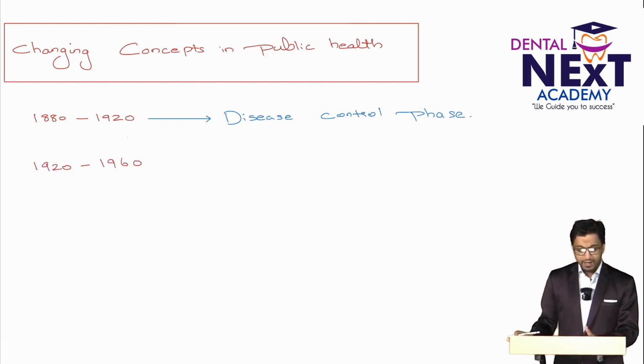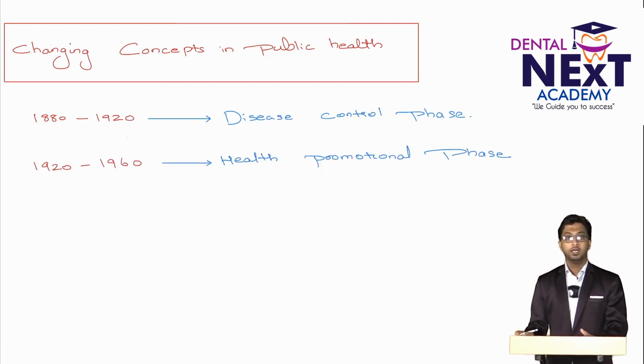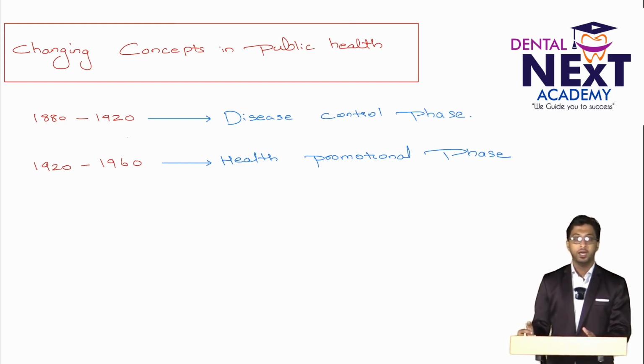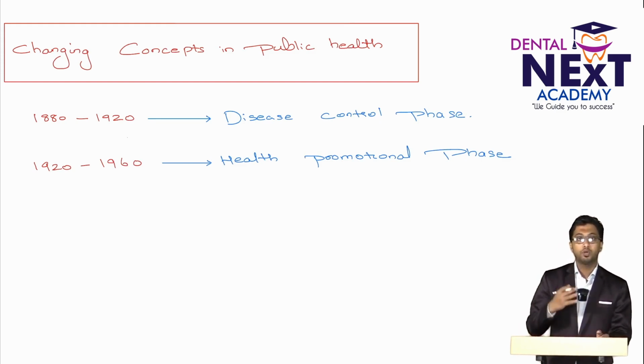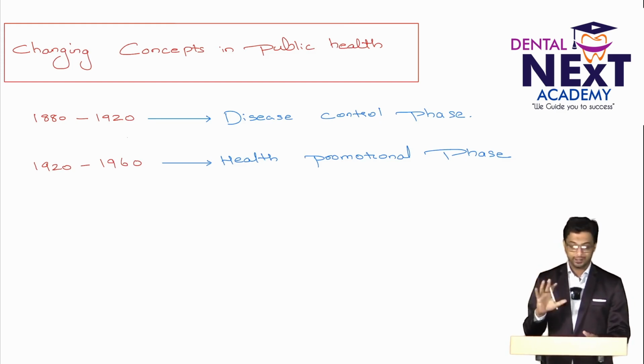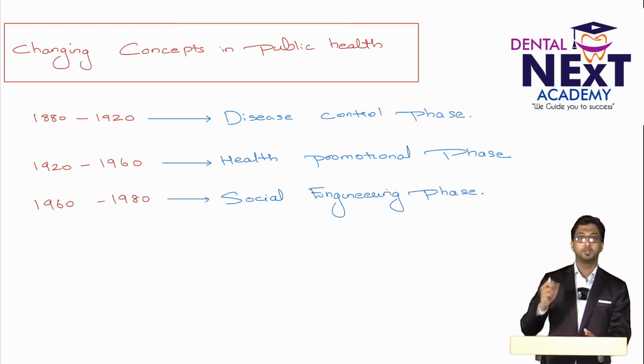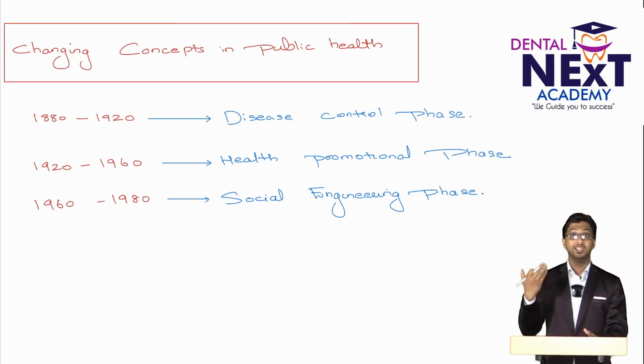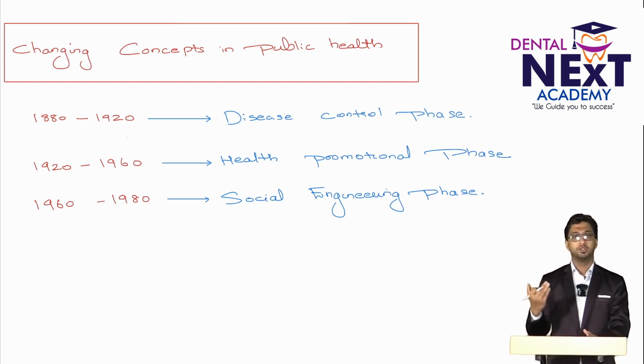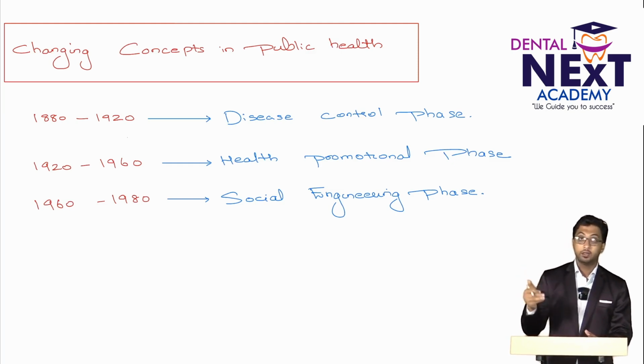Then from 1920 to 1960 came the health promotional phase. It's not just controlling, you have to promote health, tell the people about good health. Just understand it this way, I'll explain it to you. Now, 1960 to 1980 is the social engineering phase. Technology comes into play. Disease patterns changed, chronic diseases like diabetes and hypertension evolved. So the social environment and social behavior were considered, and technology was put into use.